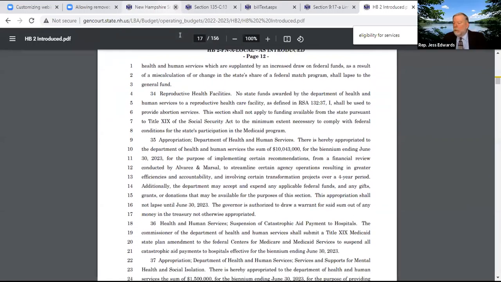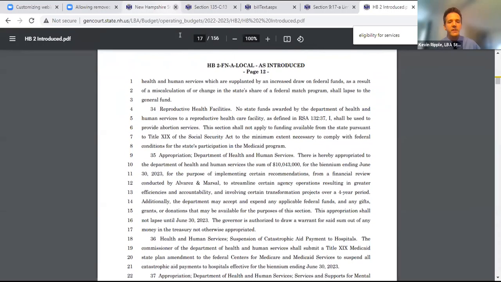So I have to ask, who has reviewed that policy to make sure that conforms with CMS or federal rules? I'm not sure. I believe this language was included by the governor's office. I'm not sure that it's necessarily an HHS request.